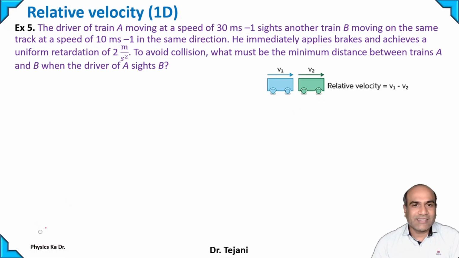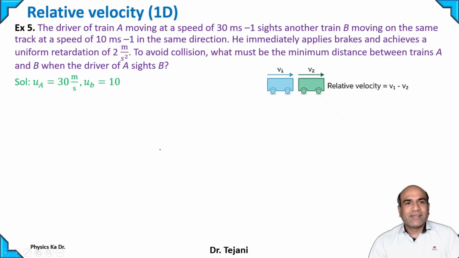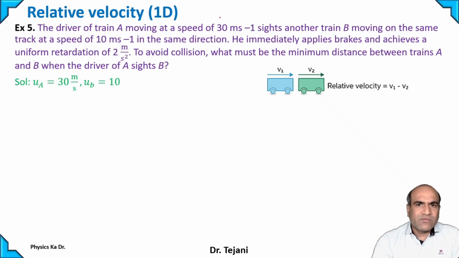Wow, it is an excellent question. This kind of question you can see in NEET and JEE. So first, the speed of the first train UA is given and UB is also given. This is UB and this is UA, both are given.